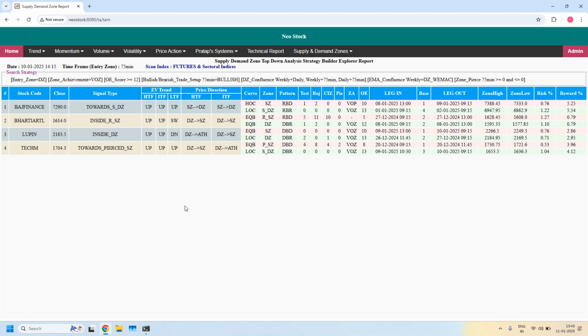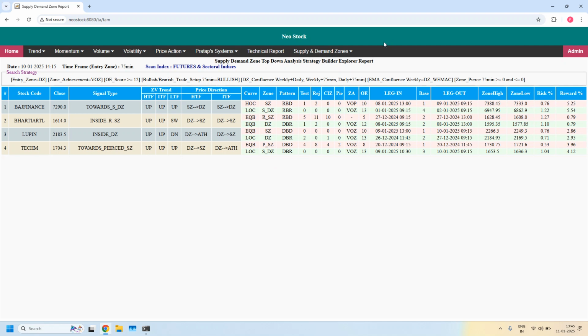Now we got 4 stocks. So these 4 stocks are even more high probability trade setup supported 75 minute entry time frame zones. And moreover, some of these zones are even high liquidity zones. So this is about the bullish trade setup for weekly income trade.